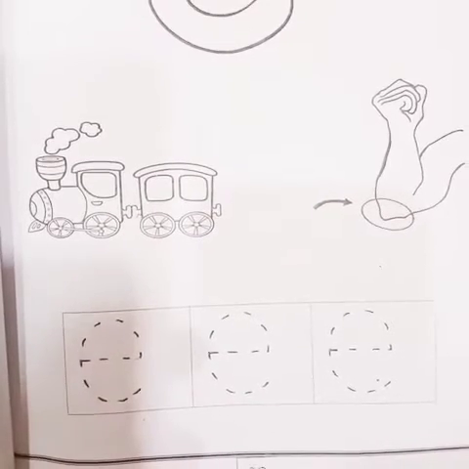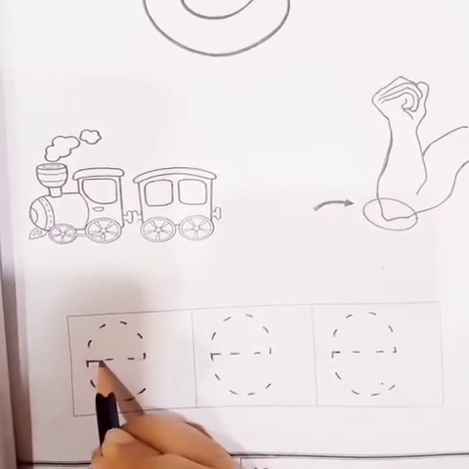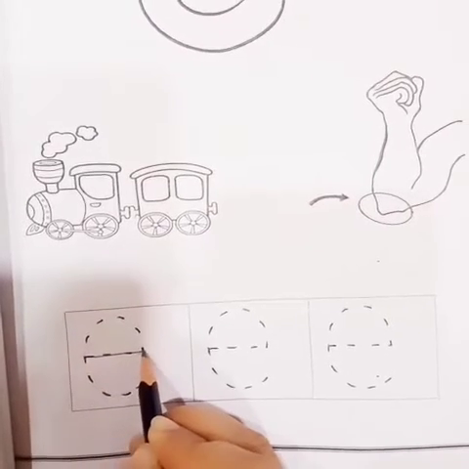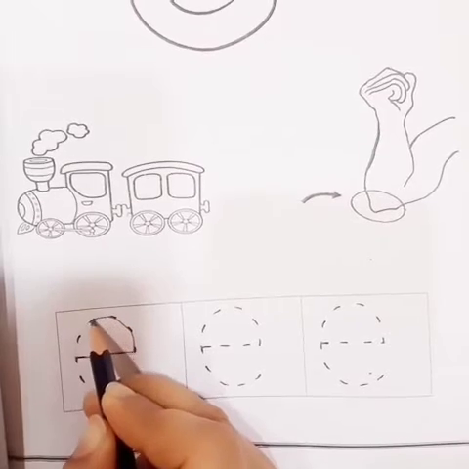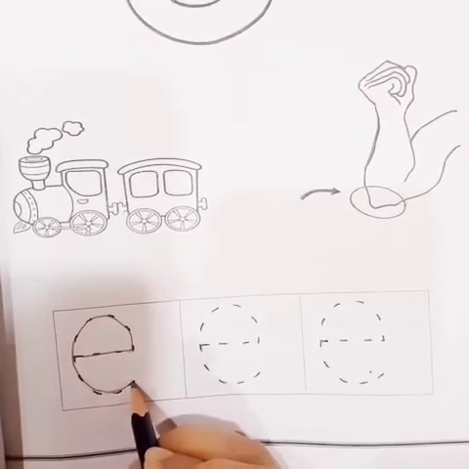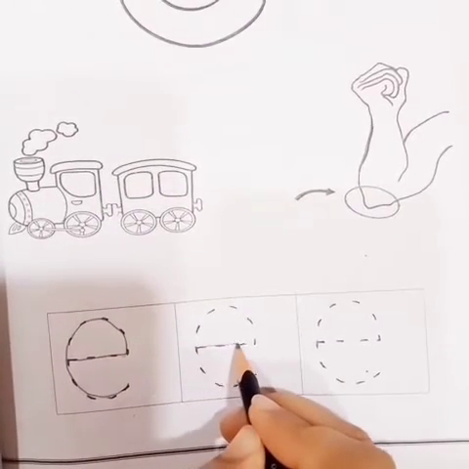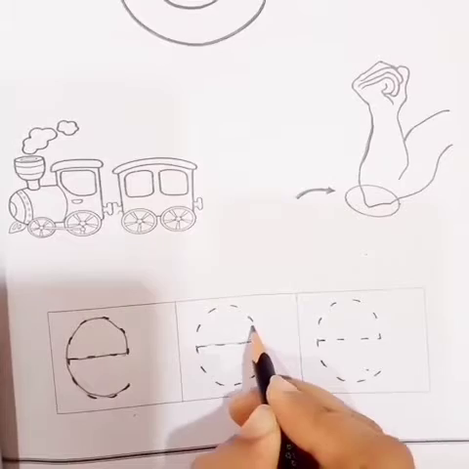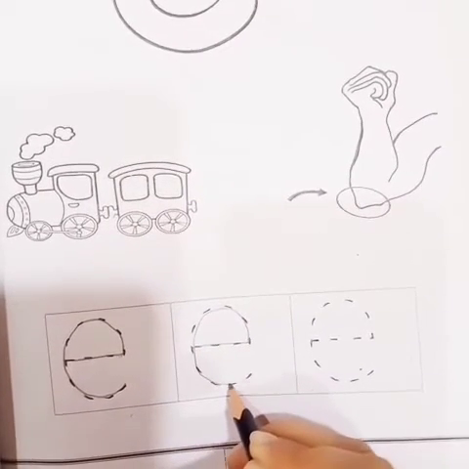Next letter is A. For the tracing of this letter, first you will draw a straight line to the right, and from here you will draw letter K like this, or a half circle like this. This one is also easy. A straight line to the right and then a curve like we have done in letter K.